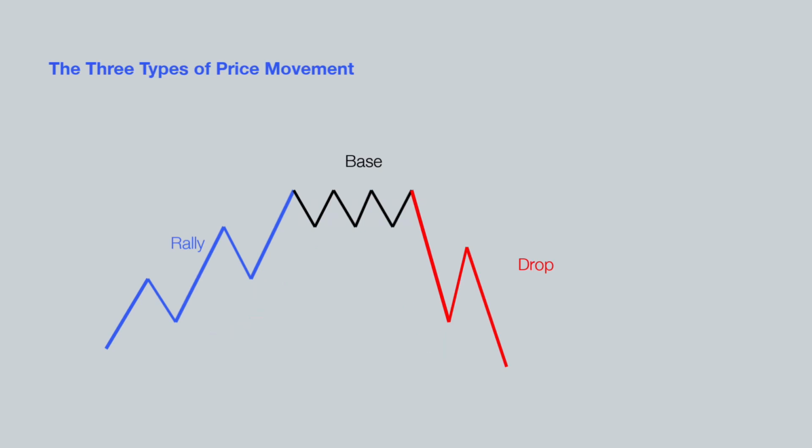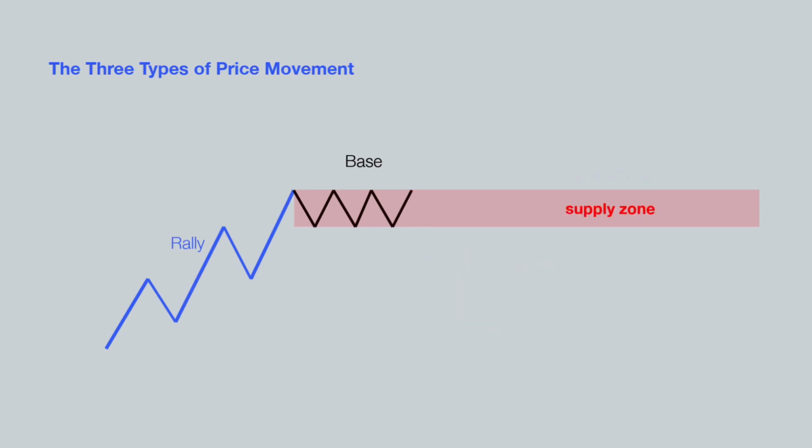In this case, the consolidation area during the base becomes the supply zone because this is where sellers dominated and caused the price to drop. However, price doesn't always move perfectly.